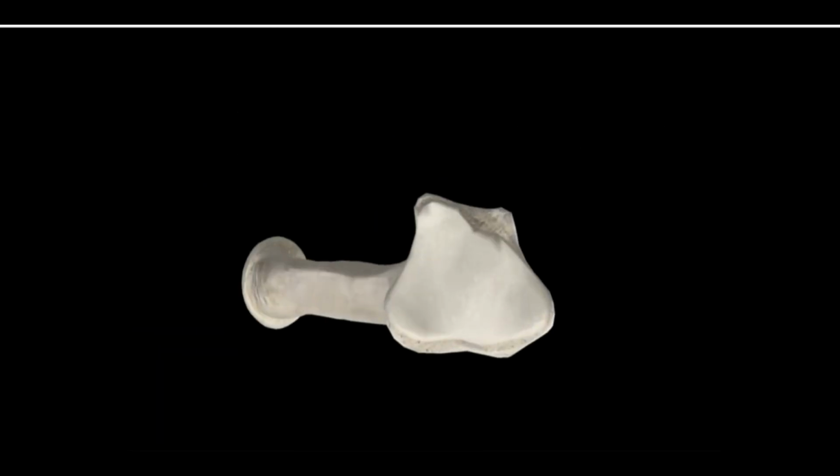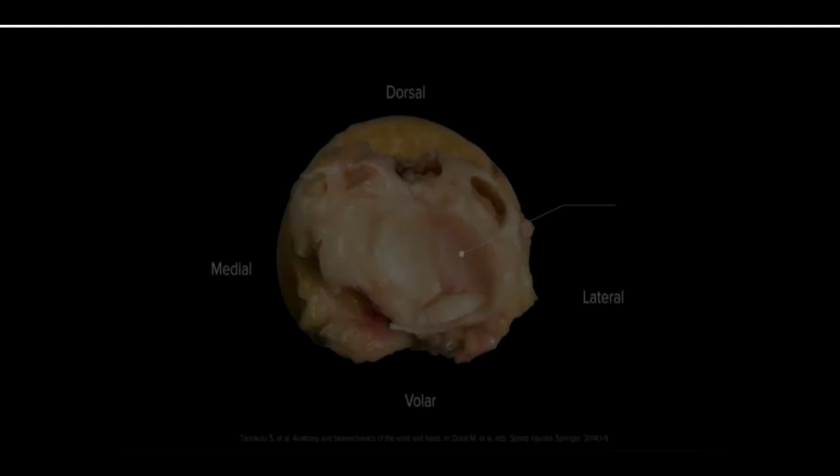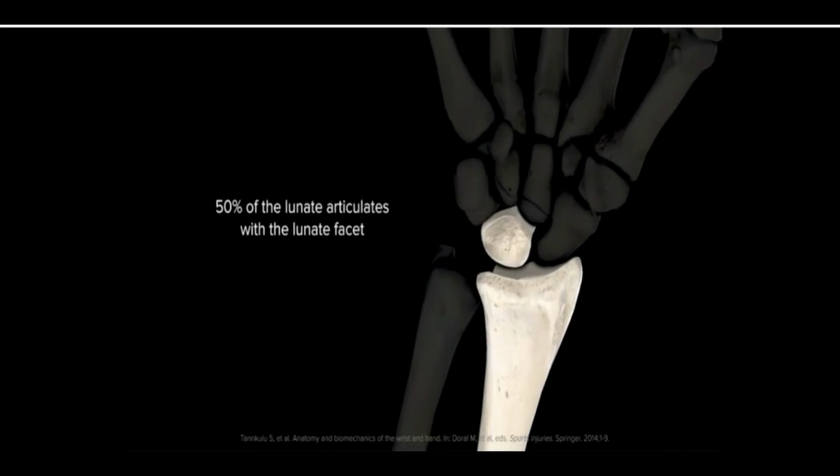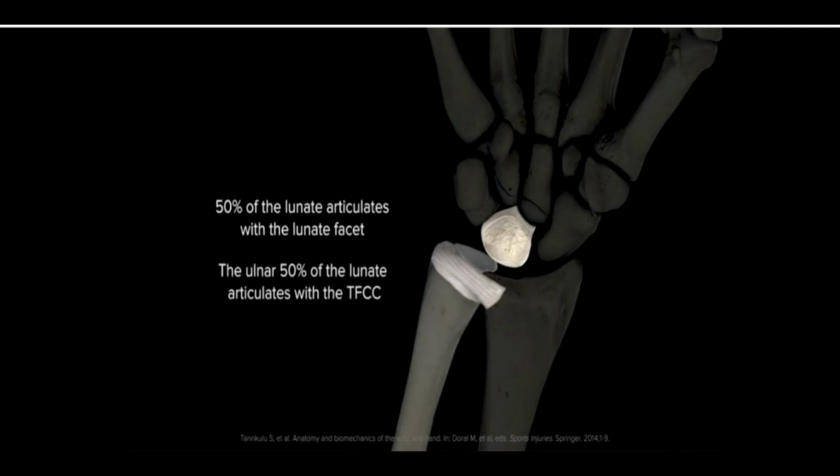Let's look at a topographic anatomy transverse section of the distal radius articulations. The scaphoid facet is a transverse spade-shaped depression on the distal lateral aspect of the radius, which articulates with the scaphoid. The lunate facet is a vertical oval depression on the distal medial aspect of the radius. About 50% of the lunate articulates with the lunate facet of the distal radius, and the ulnar 50% of the lunate rests on the TFCC.